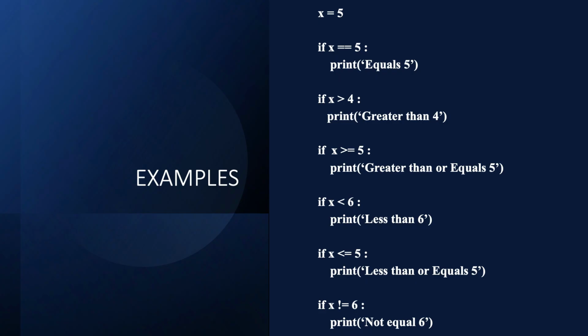Alright, on this slide we have a series of Python code snippets that demonstrates the use of conditional statements. We begin with a variable x set to 5, and our first condition checks if x is equal to 5. Now since x is 5, this condition is true, and so we execute the indented code and print the string equals 5. Next, we evaluate whether x is greater than 4, and as x is indeed greater than 4, this condition answers to true, so the program prints greater than 4.